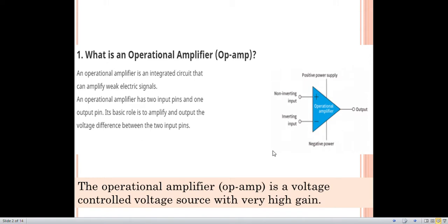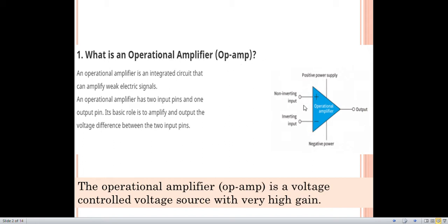What is operational amplifier? Operational amplifier is an integrated circuit. It amplifies weak electrical signals. This operational amplifier is a voltage controlled voltage source which has a very high gain. This is the symbol for op-amp. In short form, we write it as OP-AMP.